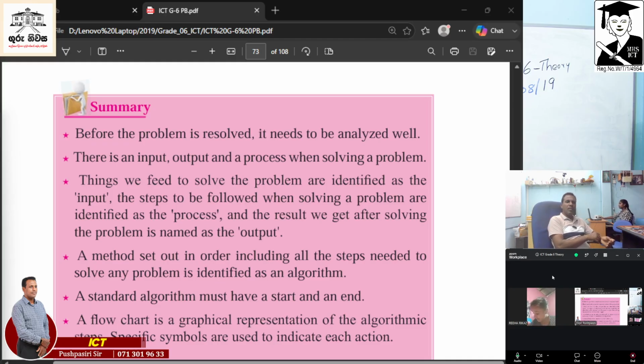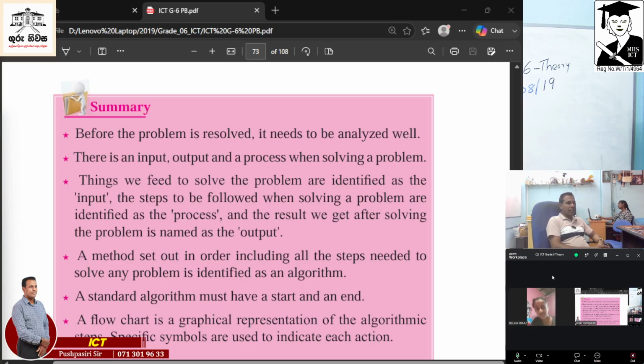So, analyze means understanding the problem deeply. Right? Yeah, you are good. Very good. That is the meaning of analyzing. There is an input, output, and process when solving a problem. Input, process, output. Right? Okay. So if you are understanding all those points, that means you are analyzing the problem.